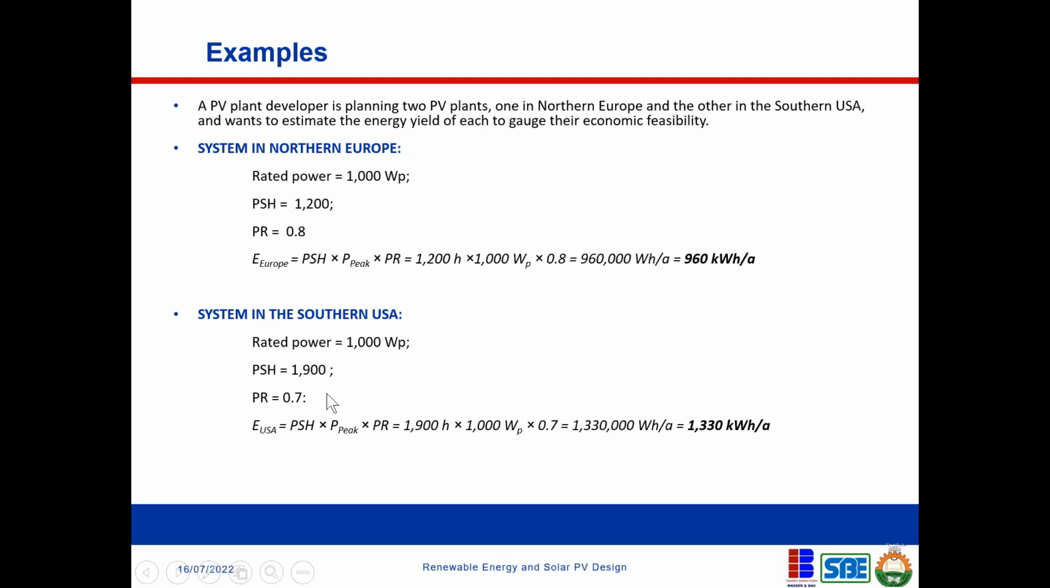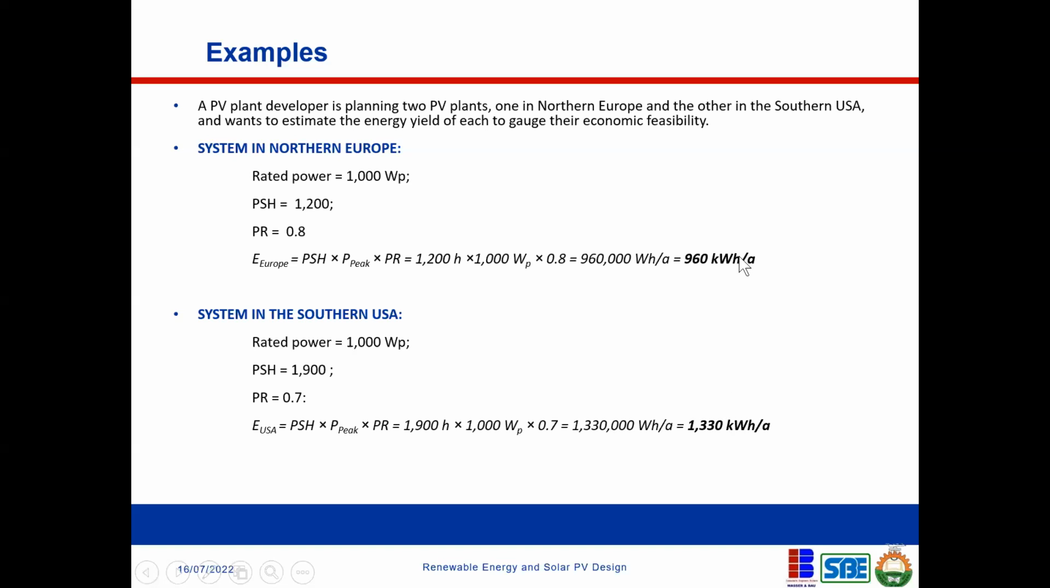Because you have higher peak sun hours in the Southern USA, you have a higher amount of energy yield. Now look at the performance ratio in Northern America. You have a higher performance ratio of 0.8, but in the Southern USA, you have a lesser performance ratio. But the difference in their peak sun hours is so huge that you have more energy yield in the Southern America.